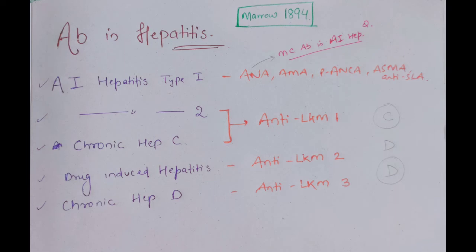Then corresponding to anti-LKM3, that is D. D is chronic hepatitis D. Now between C and D there's something. That something is the drugs.